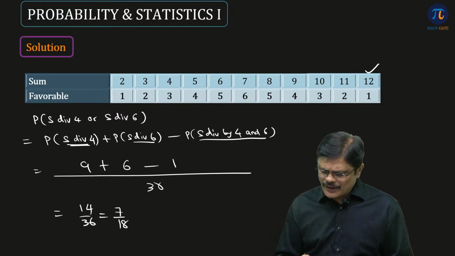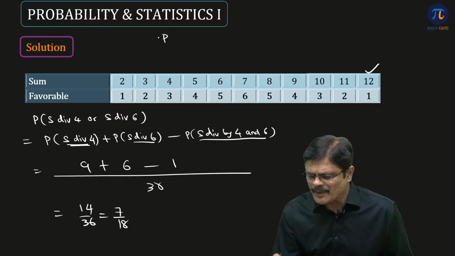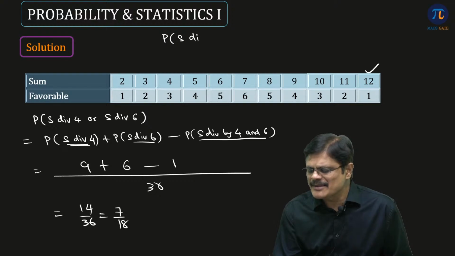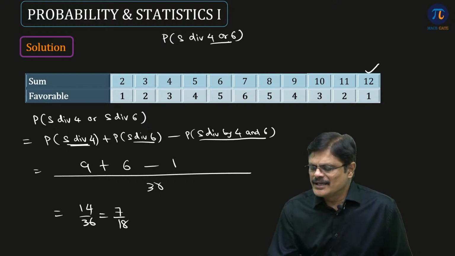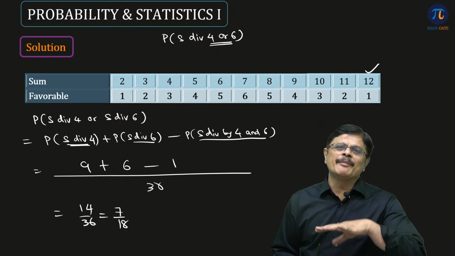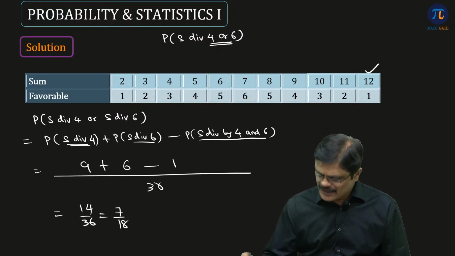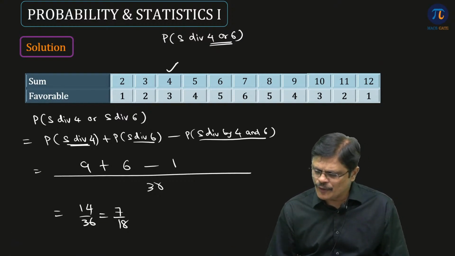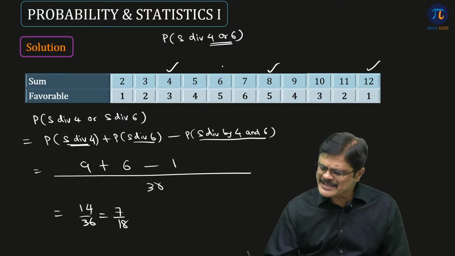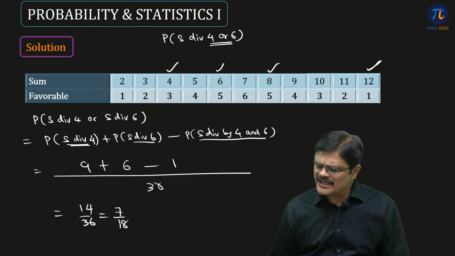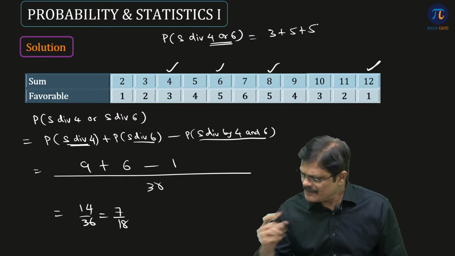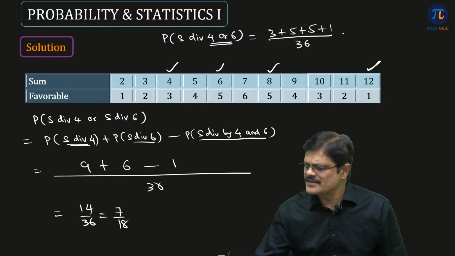See, actually people say, why are you wasting our time? If you want to solve this problem, there is a simple technique. Maybe people call it a shortcut also. Sum divisible by 4 or 6. What are the numbers which are divisible by 4 or 6 or both? You can directly look at them. Divisible by 4 means 4, 8, 12. Divisible by 6 means 6, 12. Already counted. So these are the cases. So what is it? 3 plus 5 plus 5 plus 1 divided by 36.